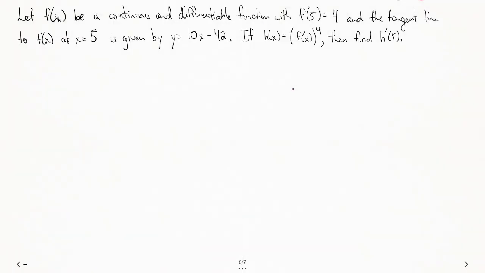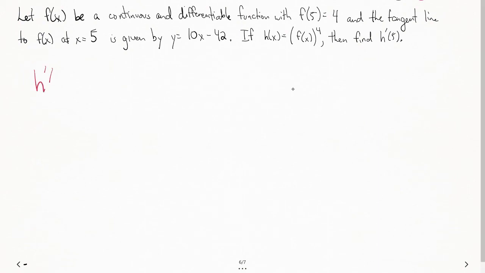Okay, so you've seen an optimization, you've seen a related rates, and now let's make sure we can hit home what kind of is the purpose of relating all these things. Let f of x be a continuous and differentiable function with f of 5 equal 4, and the tangent line to f of x at x equals 5 is given by y equals 10x minus 42. If h of x equals f of x raised to the 4th power, then find h prime of 5.